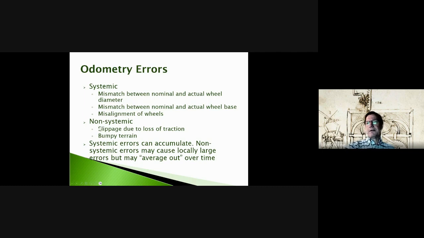But we also have non-systematic types of things. You might be driving over some bumpy terrain, four-wheeling or something, and you might have some slippage or spins due to that, or loss of traction in one way or another. Right. So that might be during a turn, or from a stop and starting, or vice versa. So, as I said, these systematic errors can accumulate. Non-systematic errors may cause some locally large errors, but also may average out over time. But yeah, you need to understand which one is dominating and attack those to try to reduce your errors.